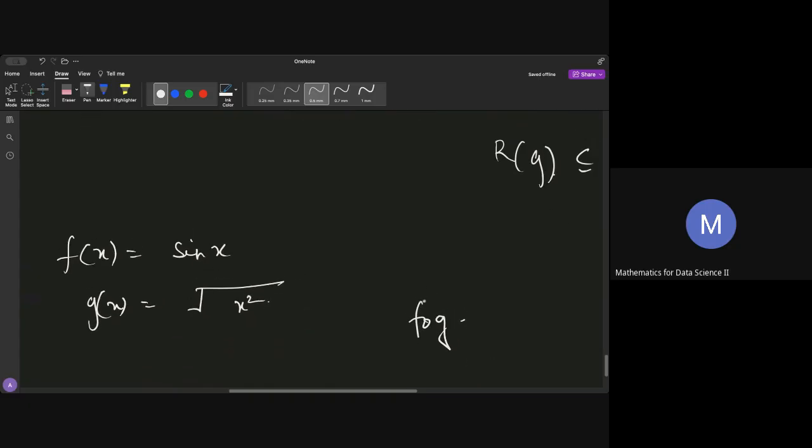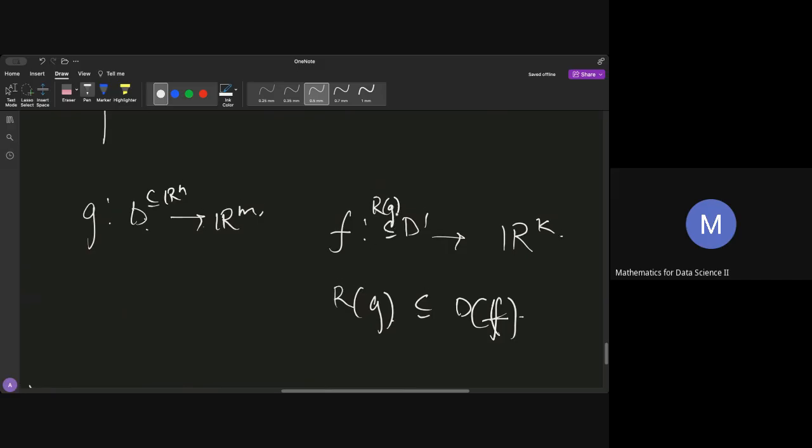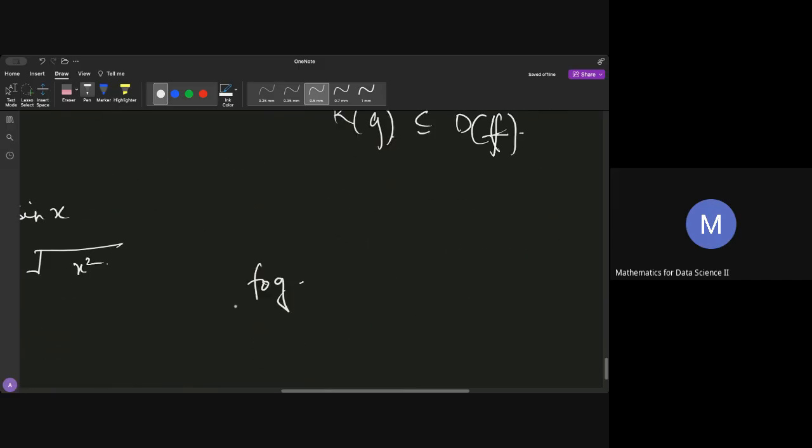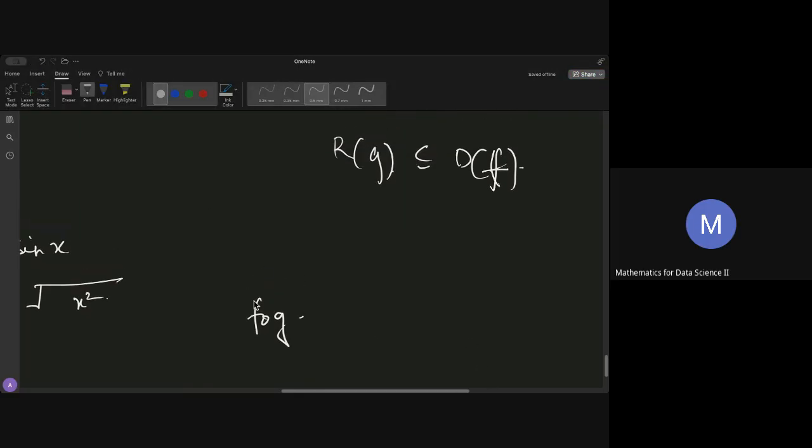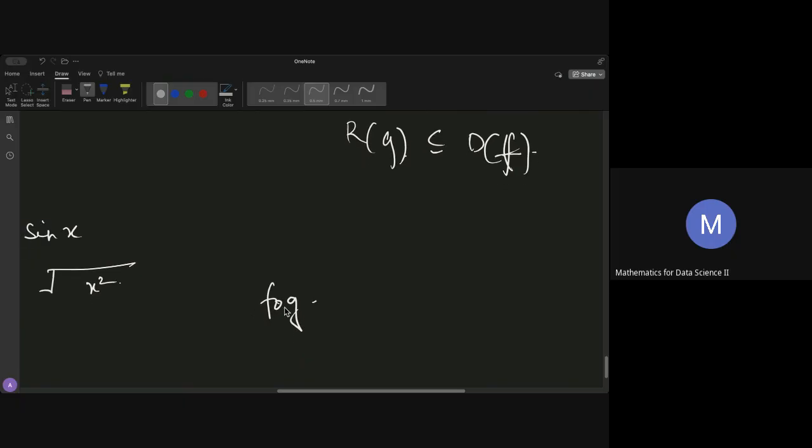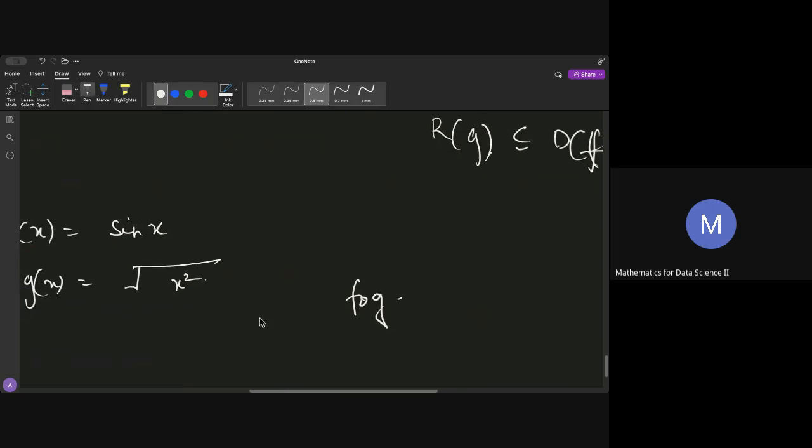FOG is not always defined, because if you have not chosen the right domain for F, the outer function, then it's not defined, right? I hope you get this: if the domain of F, the outer function, is not defined in such a manner that it contains the range of G, then your composition will not be valid. So will we have a valid composition here? Let's see.